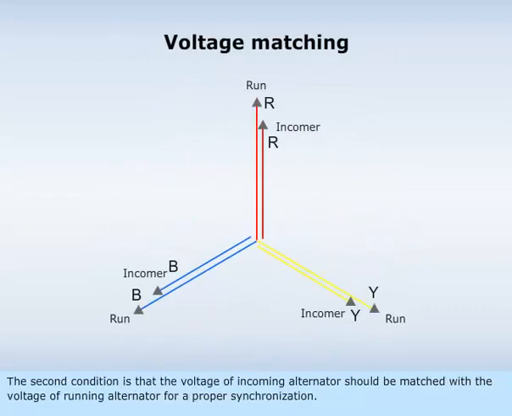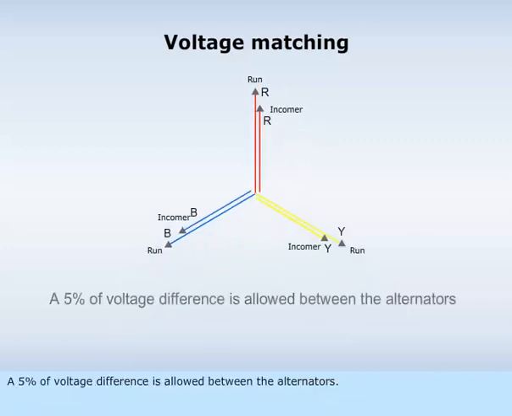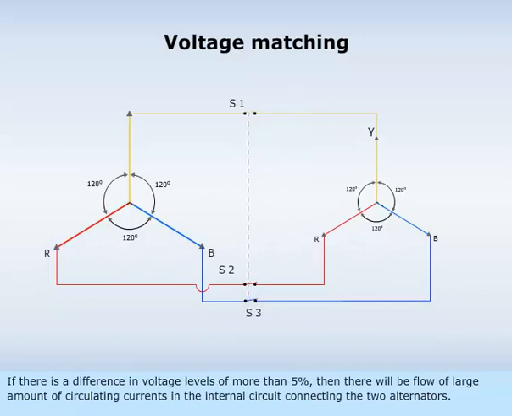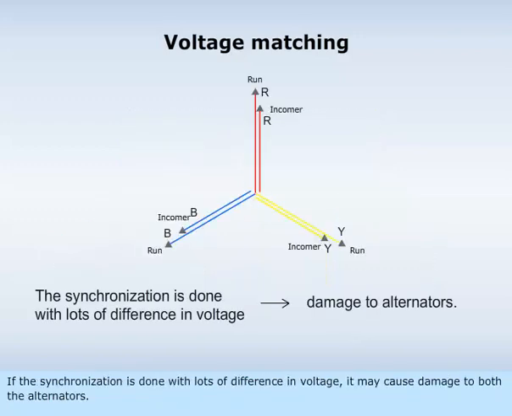The second condition is that the voltage of incoming alternator should be matched with the voltage of running alternator for a proper synchronization. A 5% of voltage difference is allowed between the alternators. If there is a difference in voltage levels of more than 5%, then there will be flow of large amount of circulating currents in the internal circuit connecting the two alternators. If the synchronization is done with lots of difference in voltage, it may cause damage to both the alternators.